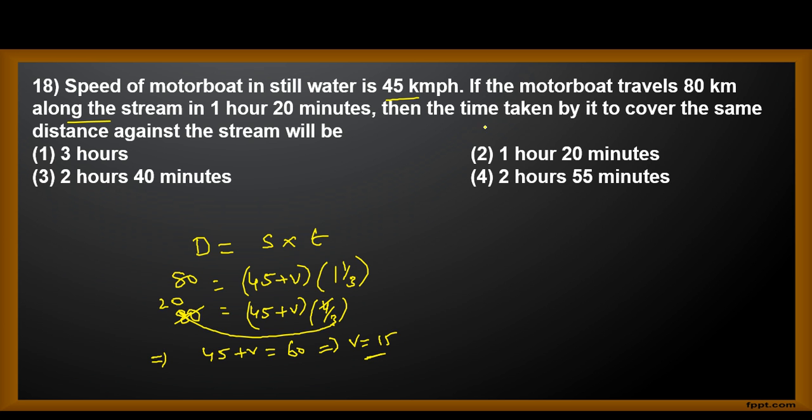Now what is the question? The time taken to cover the same distance against the stream. Against the stream means the speed will be U minus V. Time equals distance by speed. U is 45, V is 15, and D is 80. So 80 by 45 minus 15, that is 80 by 30. On simplification, you will get 2 hours 20 by 30, which means 2 hours 40 minutes. So option 3 is the answer.